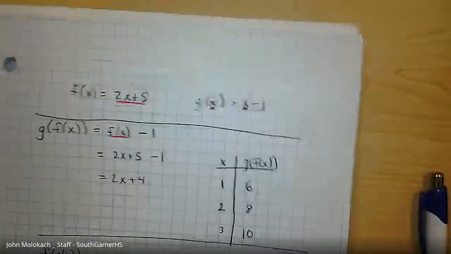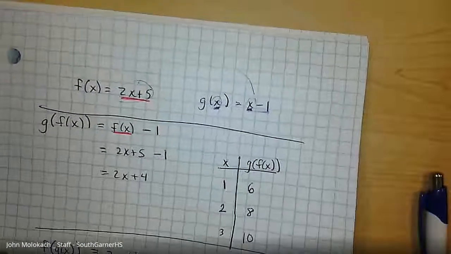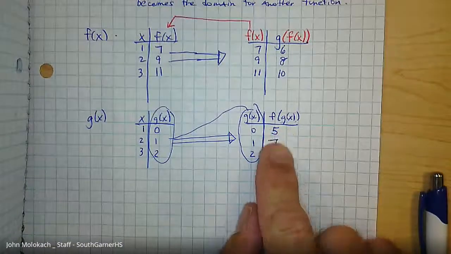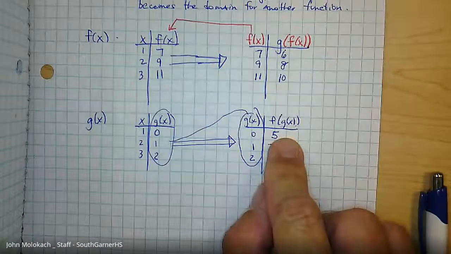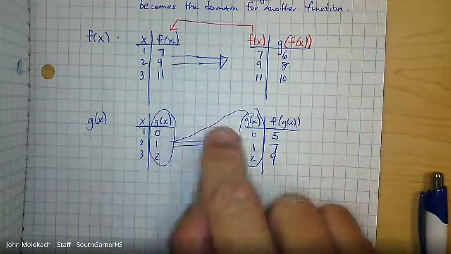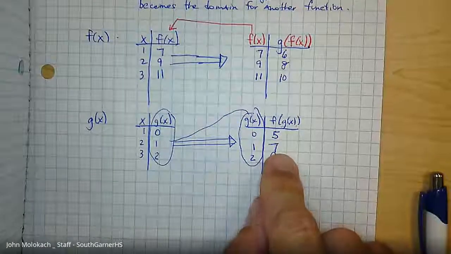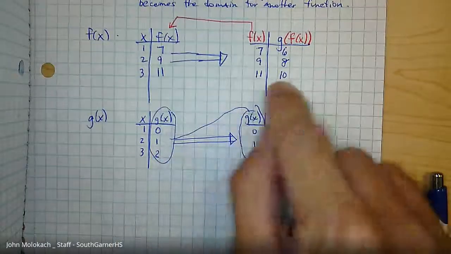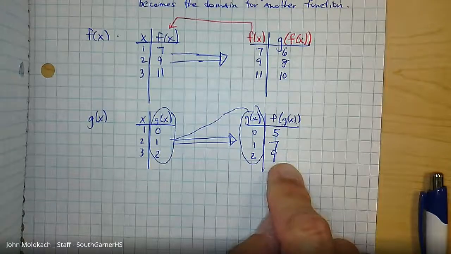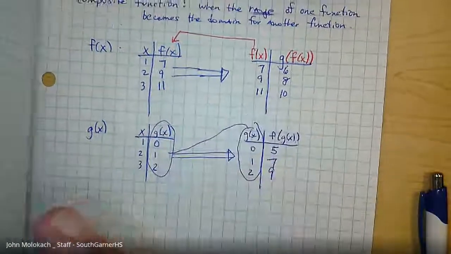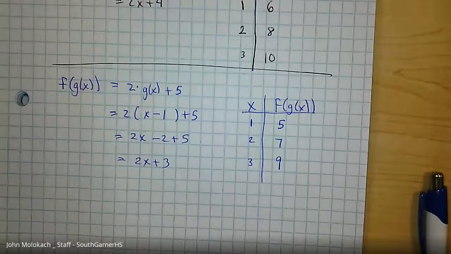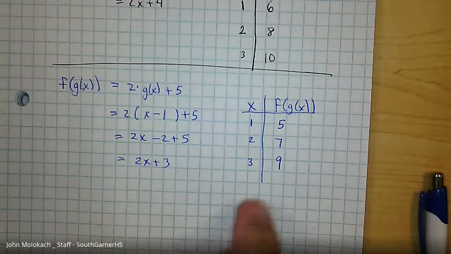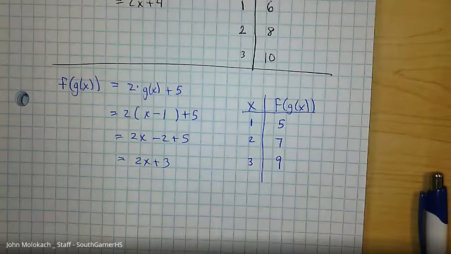And sure enough, that's what happened when we did this with a table of values, right? When x was 1, f composed of g was 5. When x was 2, f composed of g was 7. When x is 3, f composed of g is 9. So instead of using a table of values or a graph, we can execute this algebraic procedure to find the values of a composite function just by using the given value.